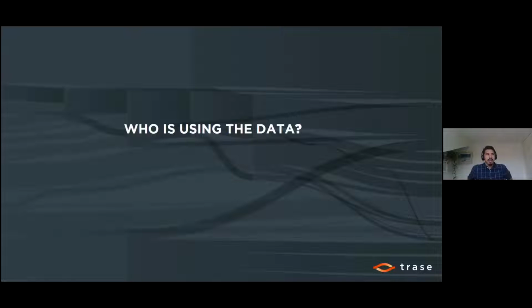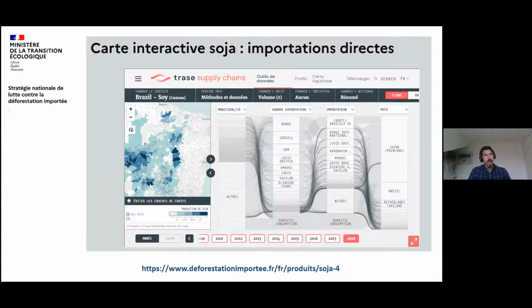Okay, but I think it's important just to mention who has been using the data, or who we are targeting to use this data for. One thing that has been happening here in Europe is the governments are sort of stepping up their game and now trying to put new regulations in place to address that imported deforestation. And France went ahead in 2017 and launched a new regulation to address that problem.